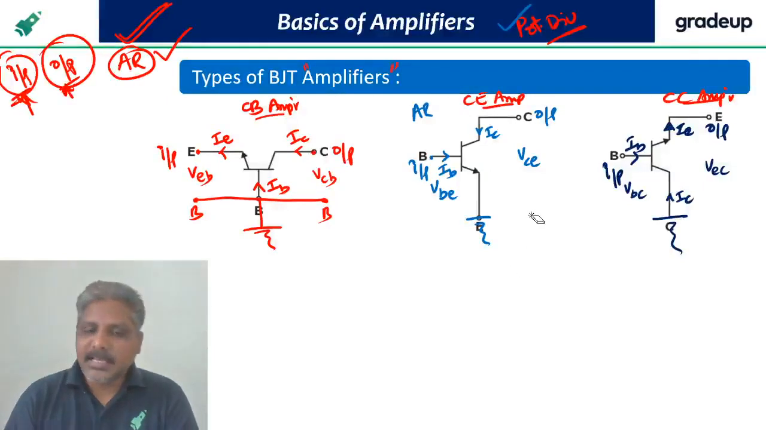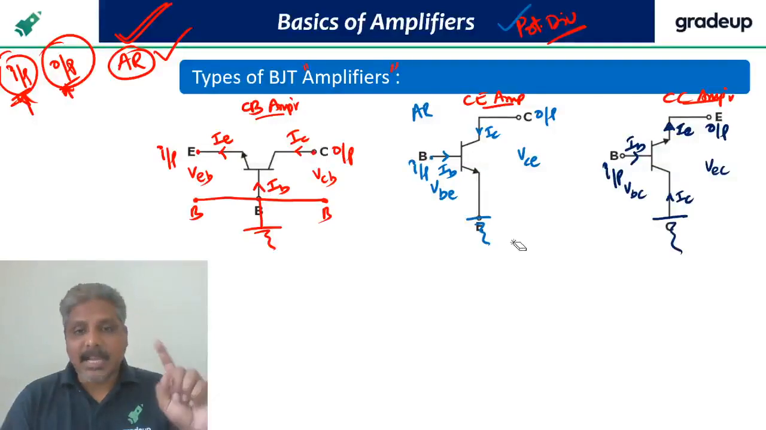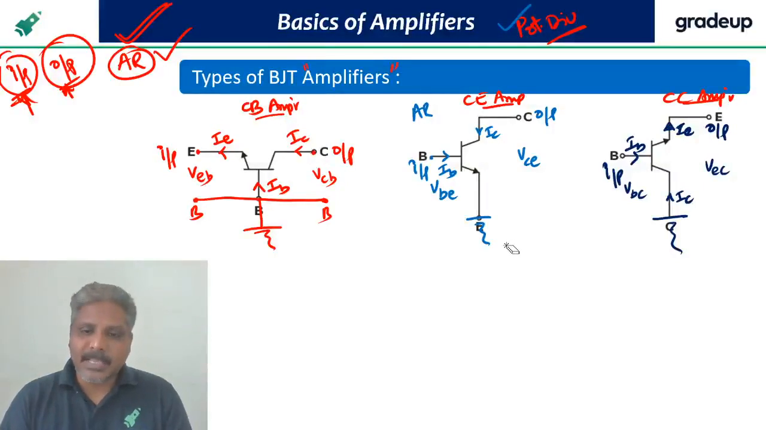Transistor is a non-linear device, but in the active region it behaves like linear. That's why an amplifier is a linear circuit. In the active region, the amplifier behaves as a linear circuit. Why? Output is so many times the input. It's a linear equation. So amplifier is linear.